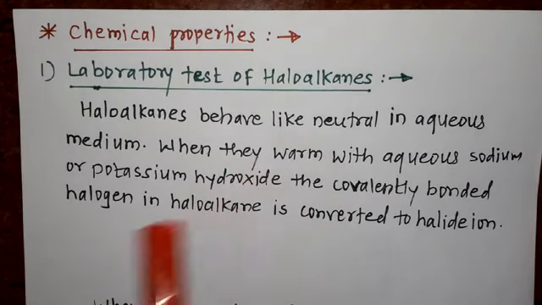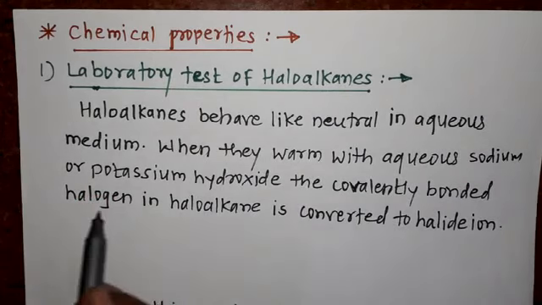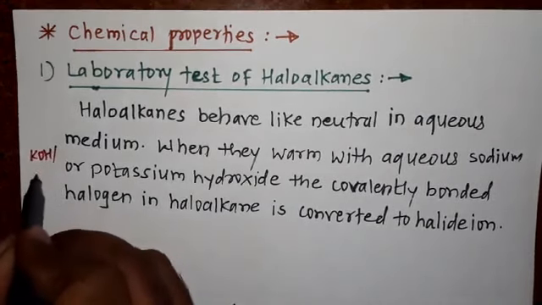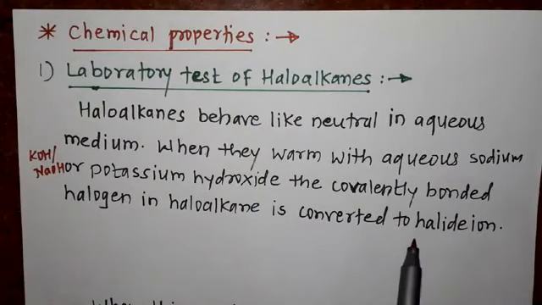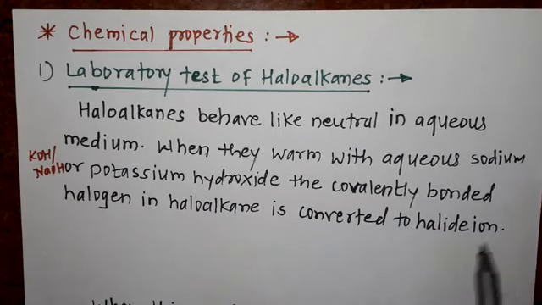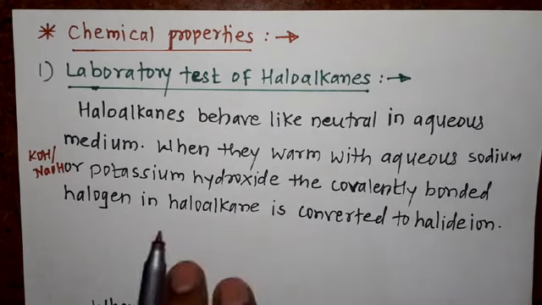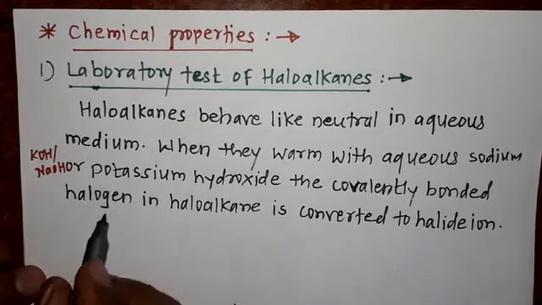Generally, haloalkanes behave like neutral in an aqueous medium, and when that aqueous solution of haloalkane is warmed with aqueous solution of sodium or potassium hydroxide, that is KOH or NaOH, then the covalently bonded halogen in haloalkane to carbon is converted into halide ion, that is halogen converted into halide ion, and this reaction should be written as this.